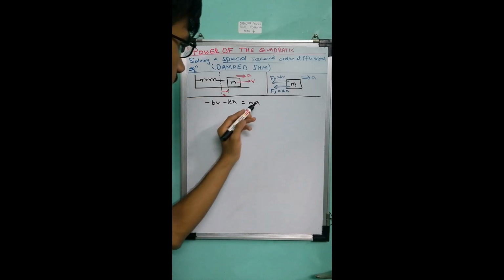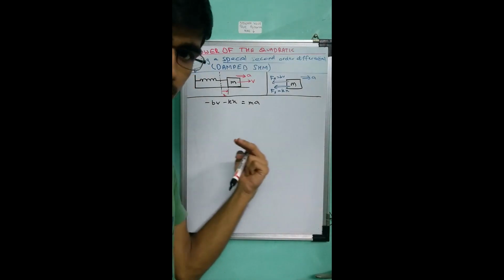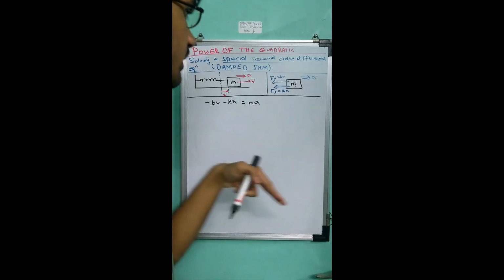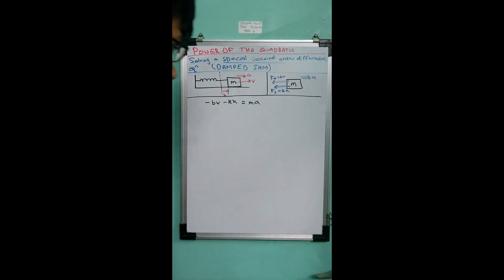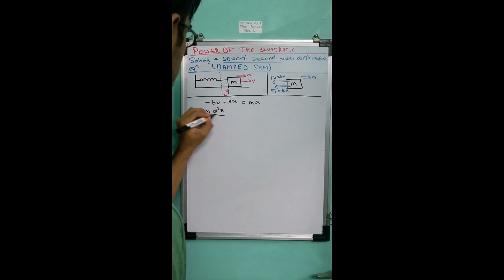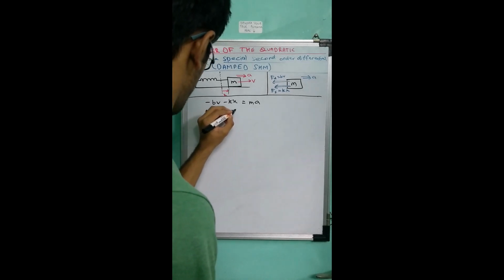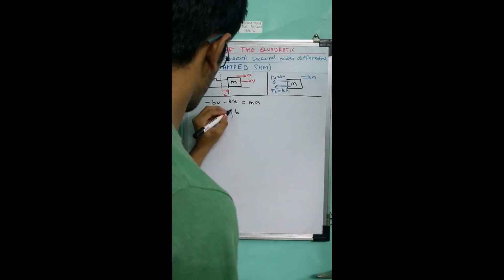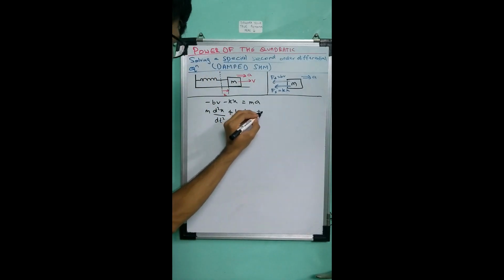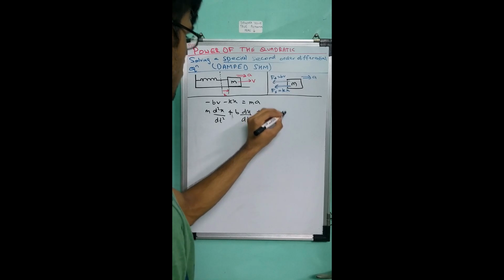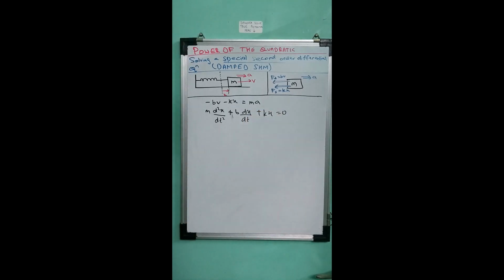And we know that a is dv by dt or d2x by dt square in this case, and v is dx by dt. So if we combine those and write, we'll get m into d2x by dt square plus b into dx by dt plus kx equals 0. Right?